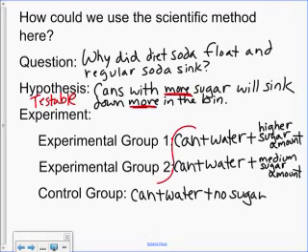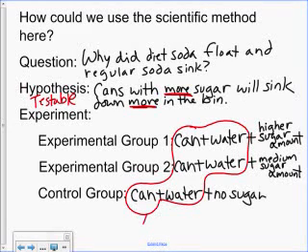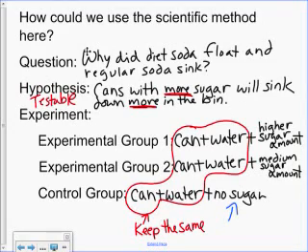Okay, but the cans and the water, we're going to keep the same. Because we want to make sure that it's just the sugar amount that's causing this change, and not any of that other stuff, any of those other variables. So we're focusing on one at a time.